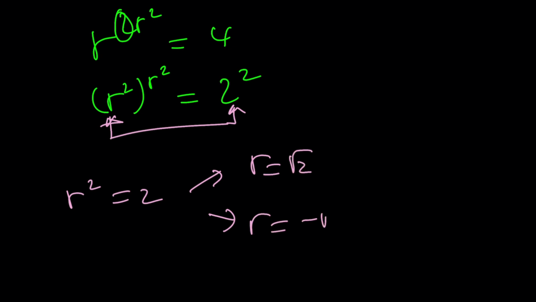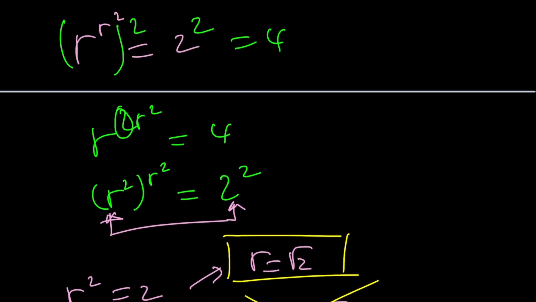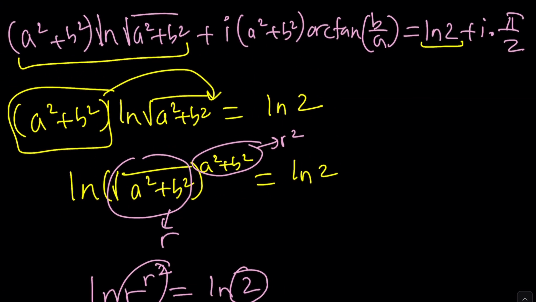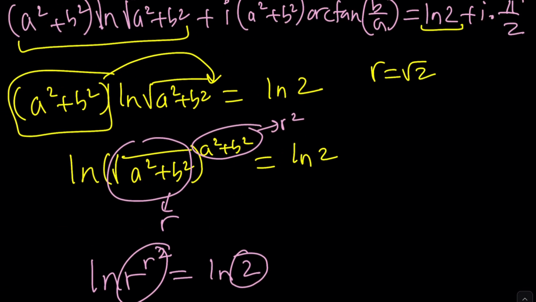But guess what? Modulus cannot be negative. Too bad. We have to go with this, right? Because r is the modulus. Remember, that's the length. Can be 0, but not negative. So we get r equals root 2. That's good news. So we can go ahead and plug it in. Because r is 2, or was it square root of 2? Yeah. If r is square root of 2, then this will be r squared, which is 2.